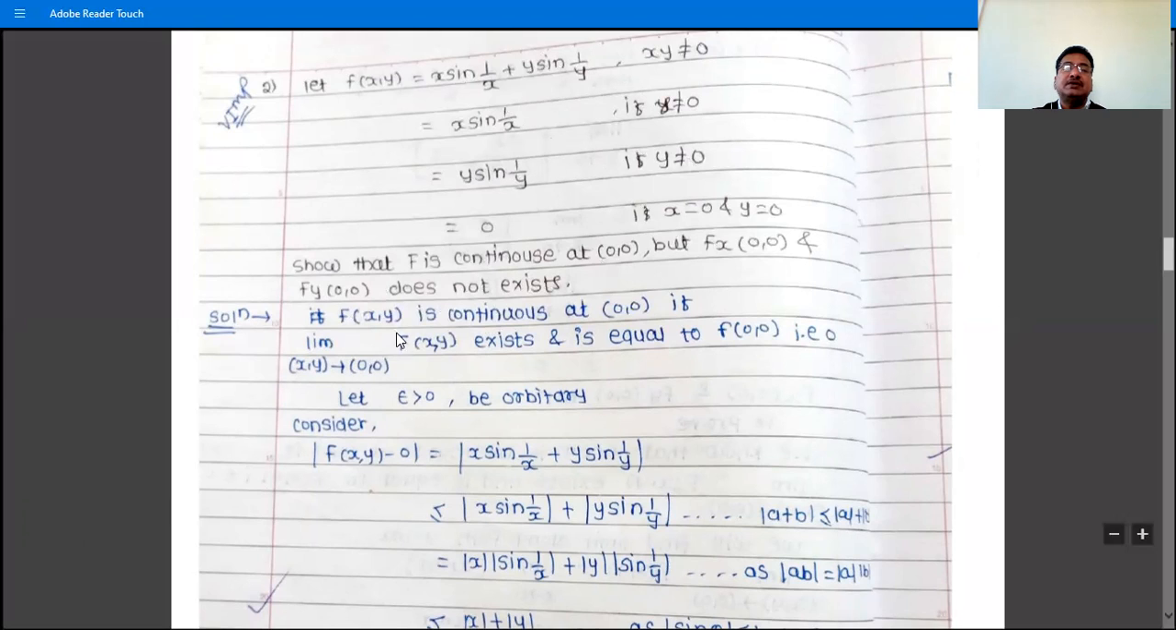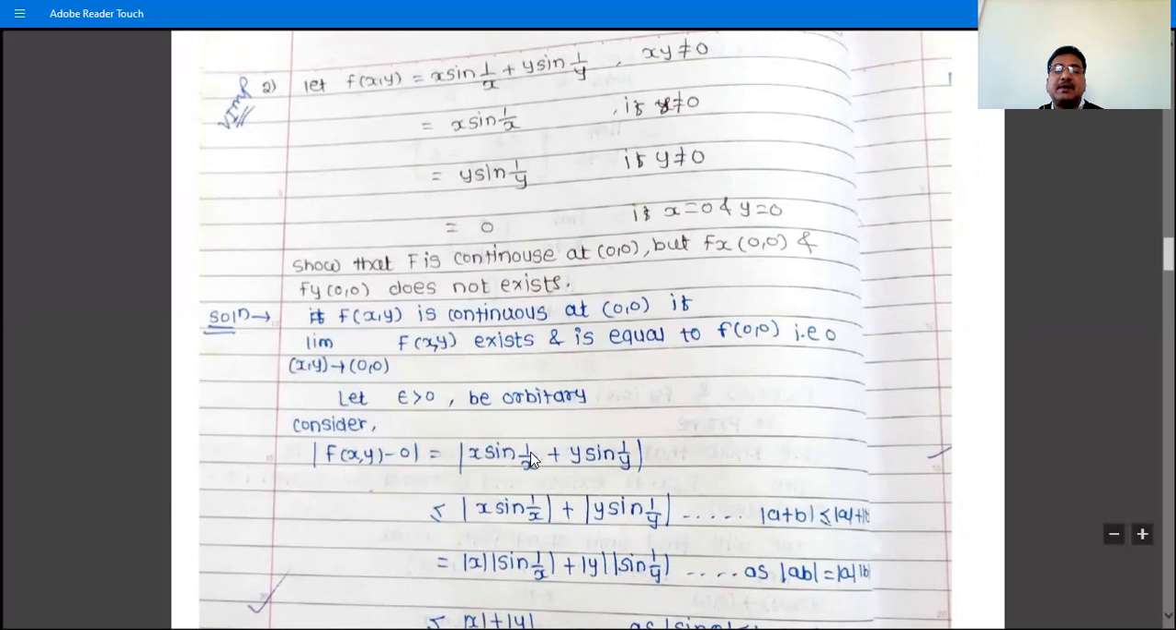So first we will show that the function is continuous at 0, 0. The function f of x, y is continuous at 0, 0 if the limit as x, y tends to 0, 0 of f of x, y exists and is equal to f of 0, 0, that is 0. So first show that the limit as x, y tends to 0, 0 of f of x, y exists. So let epsilon be greater than 0. Already these problems are solved in the first chapter. Let epsilon greater than 0 be arbitrary. Then consider mod f of x, y minus 0, because the answer is 0. We have to show the answer of this limit is 0.